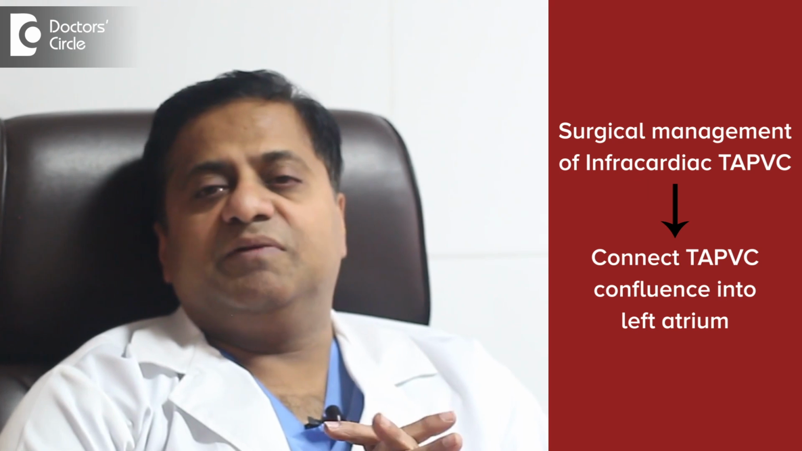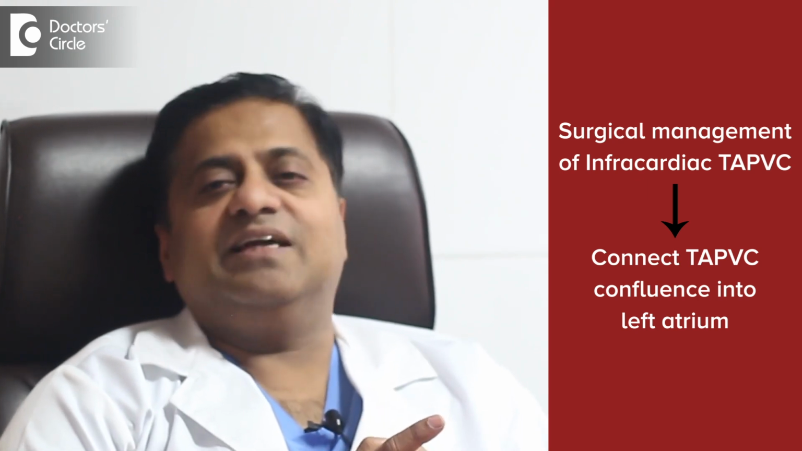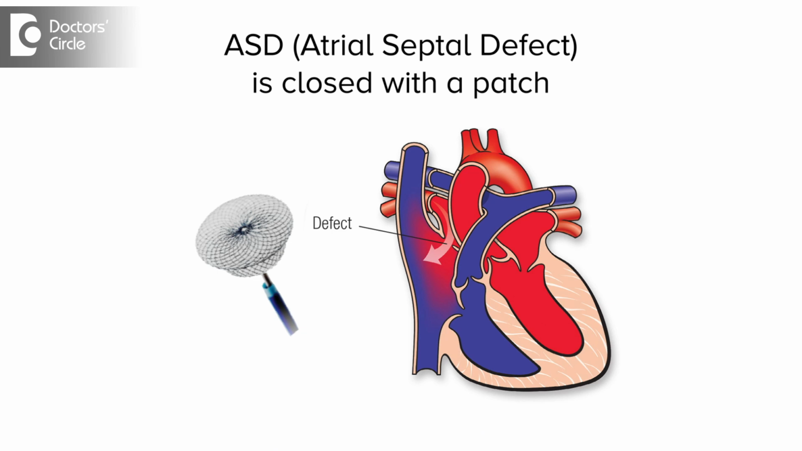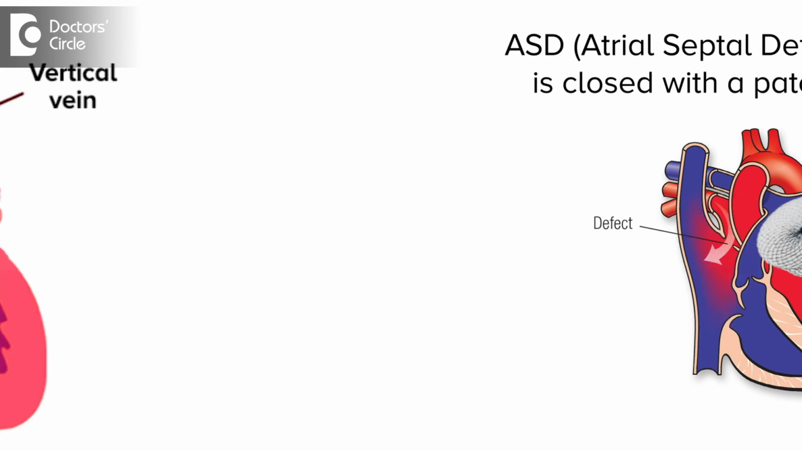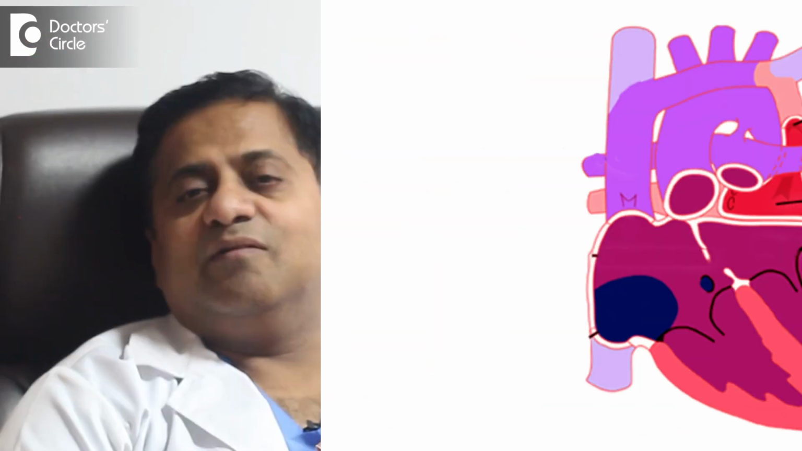Similarly, in inferior type TAPVC also, we connect the TAPVC confluence into the left atrium. And once we anastomose the confluence into the left atrial appendage or into the left atrium, we close the ASD with a patch, and we also ligate the vertical veins.